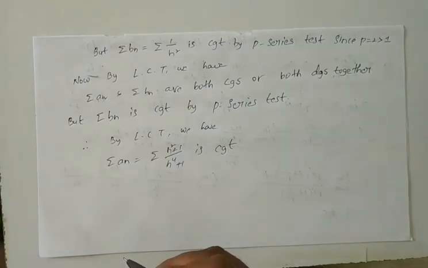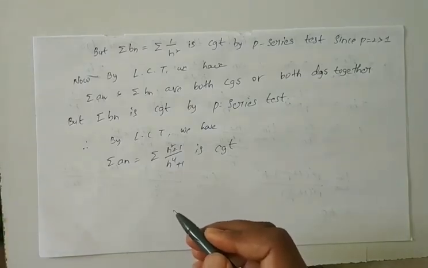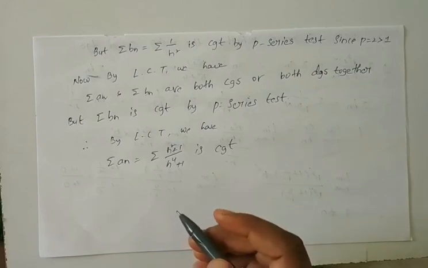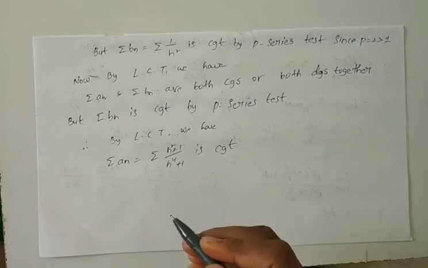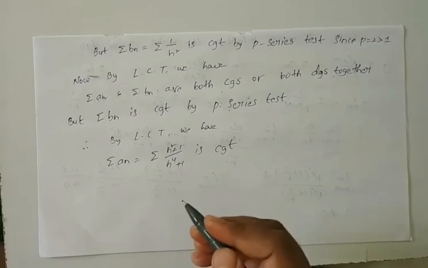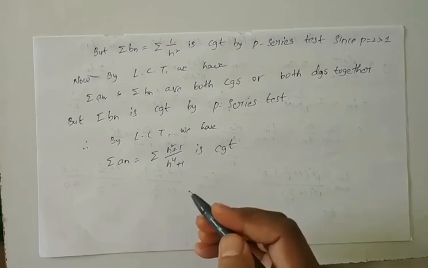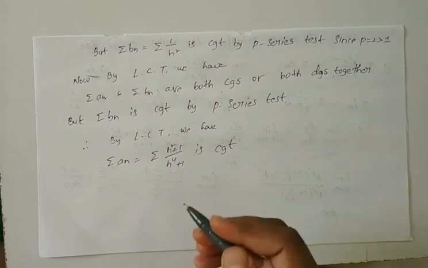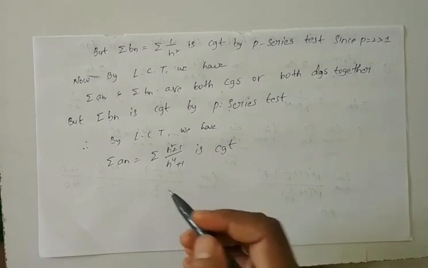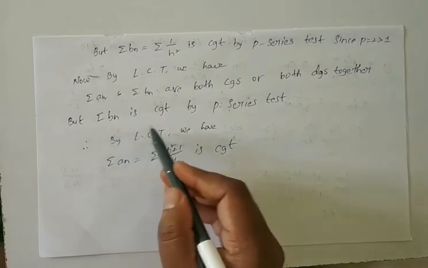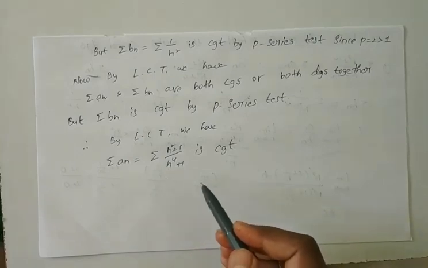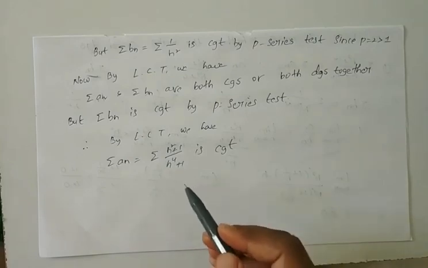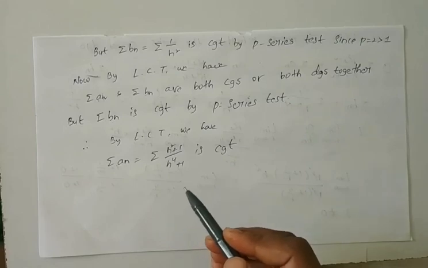If L is finite and L not equal to 0, then either both series are convergent or both series are divergent. That means if one series is convergent, the other must be convergent, or if one is divergent, the other must be divergent. But here one series, summation bn, is convergent. Therefore, the other series, summation an, is also convergent by the limit comparison test. Now I will explain one more example.